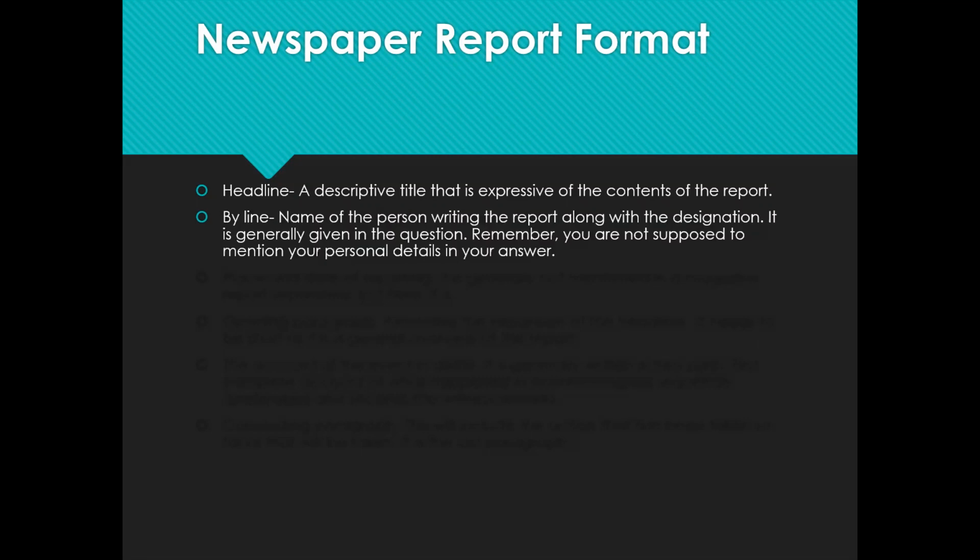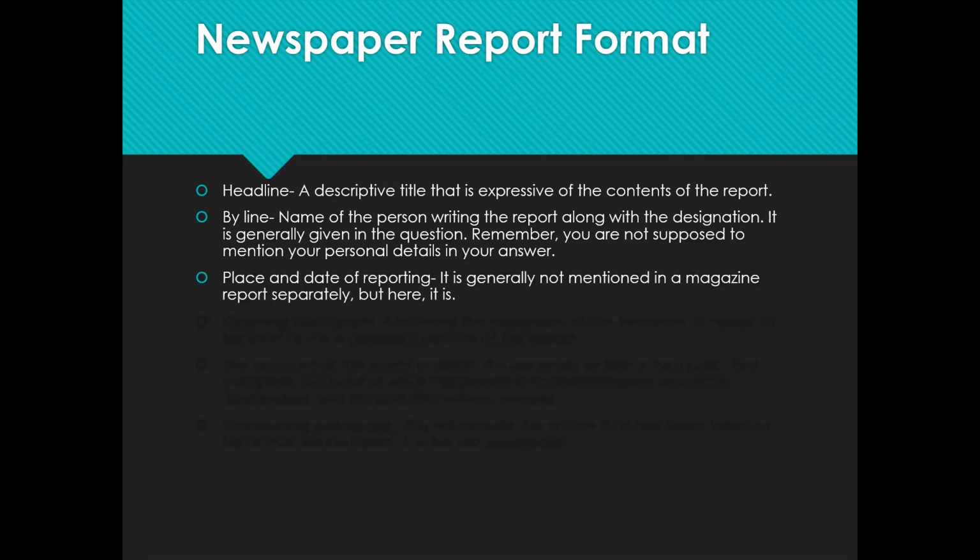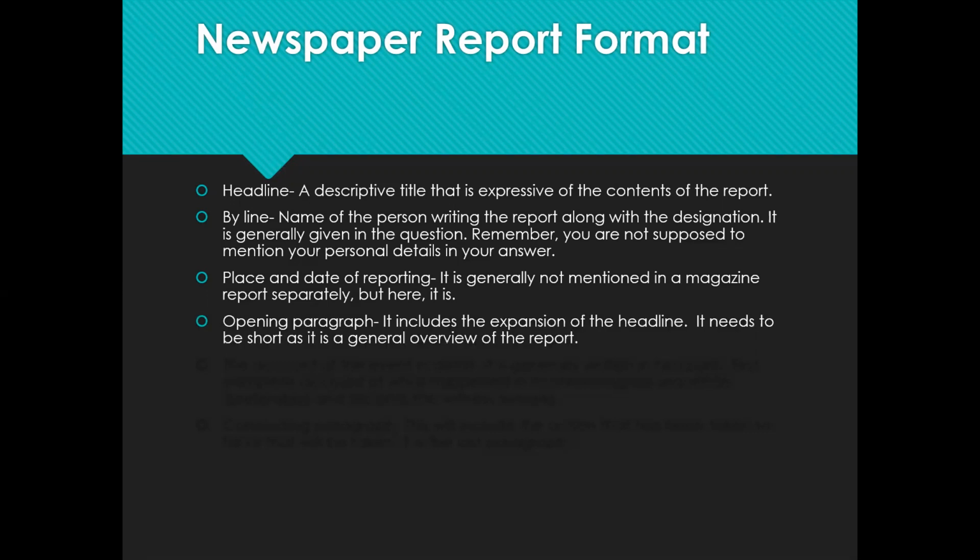The second one is a byline, that is the name and also the designation. So you have to write the name of the person who is writing the report and also his designation. Never mention any kind of personal details. And the next thing you have to write in a newspaper report is the place and date of reporting, which is absent in a magazine report, but it is to be mentioned in a newspaper report.